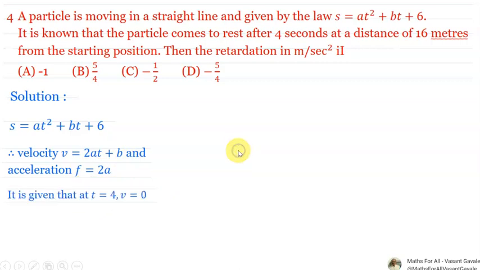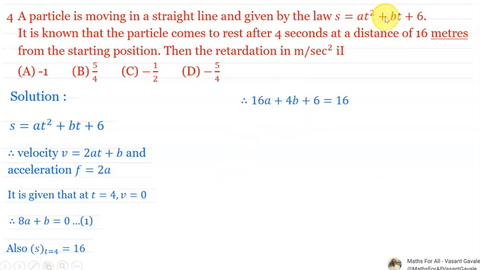Now the next, it is given that at time t is equals to 4, the particle comes to rest, means its velocity is 0. Therefore, we will substitute here, 0 is equals to, substitute t is equals to 4. Therefore, you will have 8a plus b is equals to 0. And also at t is equals to 4, what about the distance? It covers the distance 16 meters.